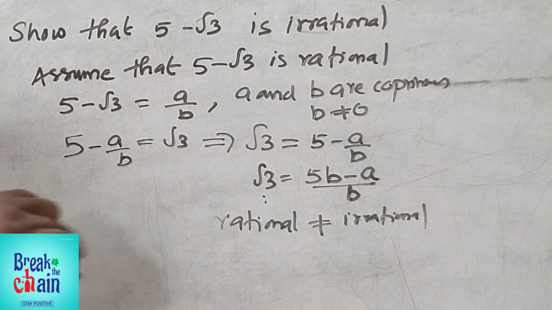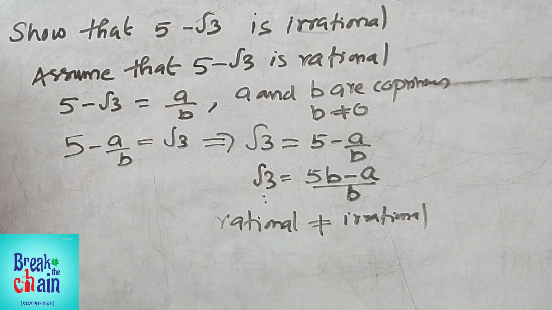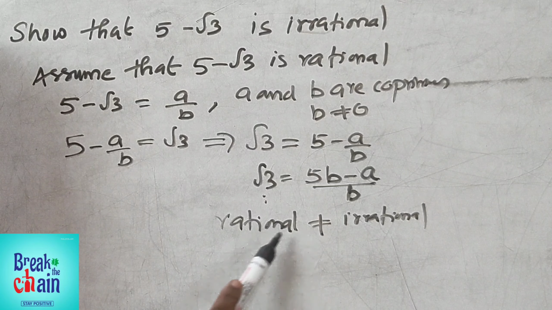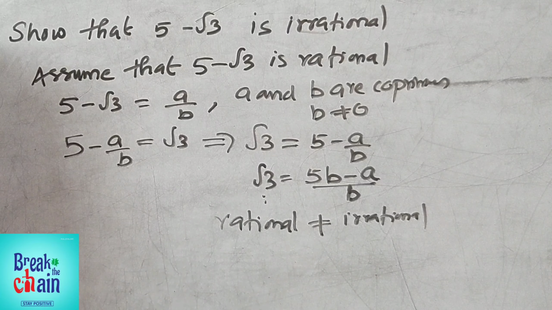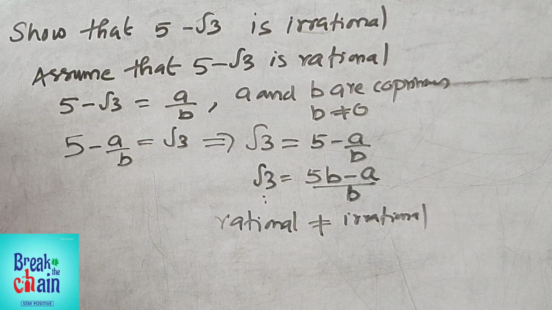So in this step we got that a rational number and an irrational number are equal, but it is not like that. A rational number cannot be equal to an irrational number. This happened because of our wrong assumption. What was our wrong assumption? 5 minus root 3 is rational. So due to this contradiction we can say that 5 minus root 3 is irrational.